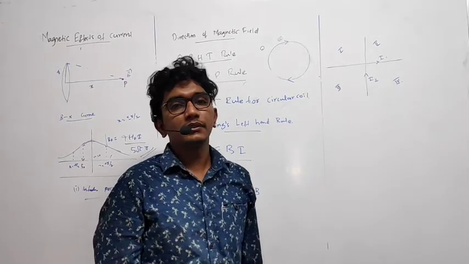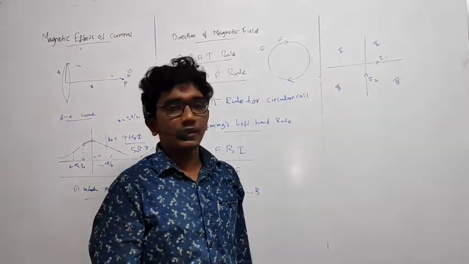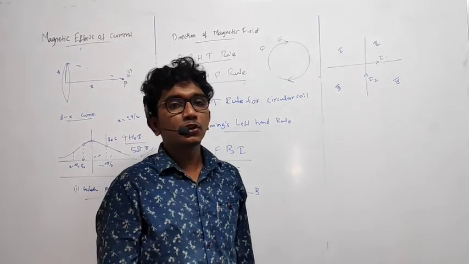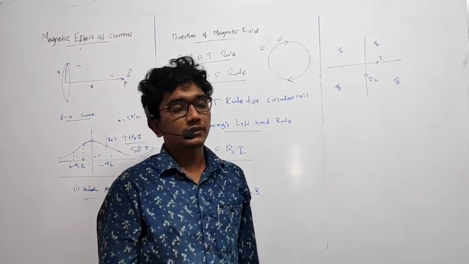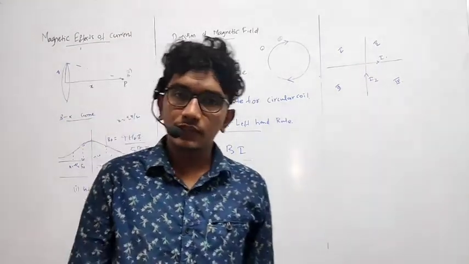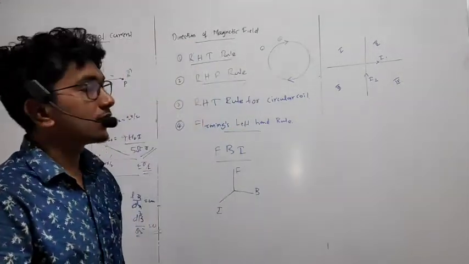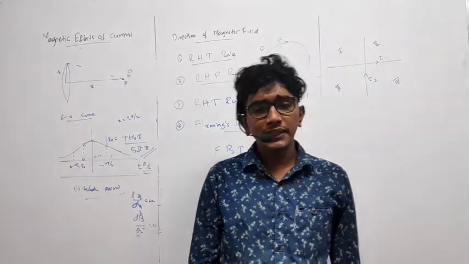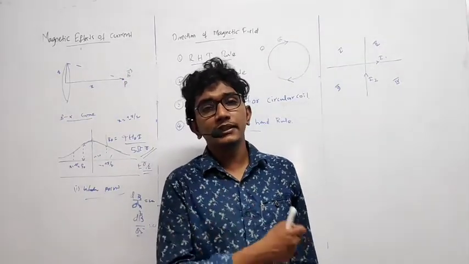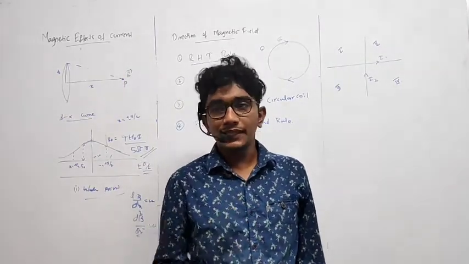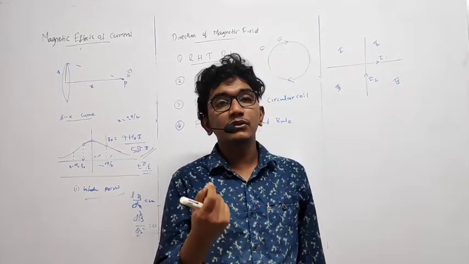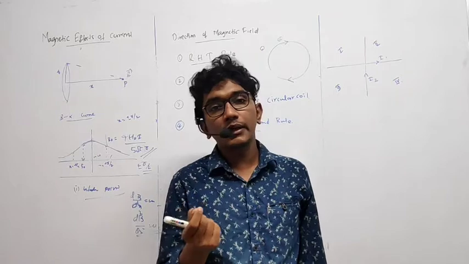Question is very simple. In which of the quadrants, or quadrant, or quadrants, are we likely to have null points? What is the meaning of null point? Null point means that there is a magnetic field here which is equal to zero. In the case of electric field, null point means electric field is equal to zero. Here magnetic field is equal to zero.